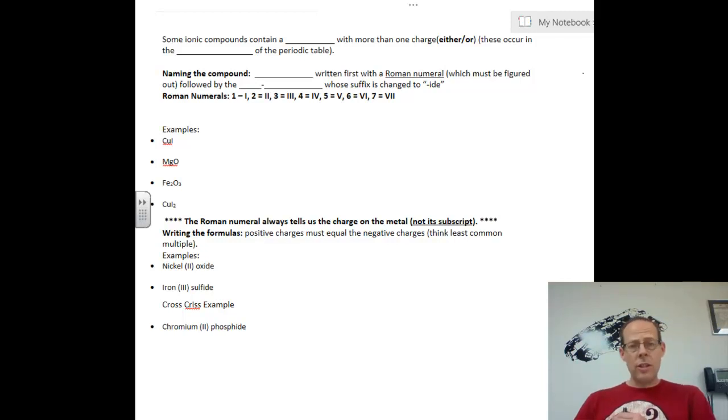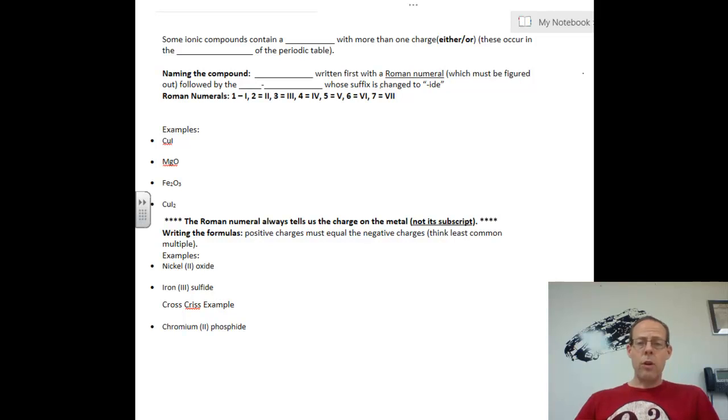Okay? So just like our last podcast, we're going to talk about naming the compound, and then we're going to talk about writing the formula. Naming the compound is simply this: the metal is written with a Roman numeral, which we have to figure out. So it's a little bit more difficult than our first naming. In the first naming, alkaline metals are always 1, alkaline earth are always 2, and bing, bing, bing are always 1, 2, 3. So those are always metals. And now we're going to go to either-or metals.